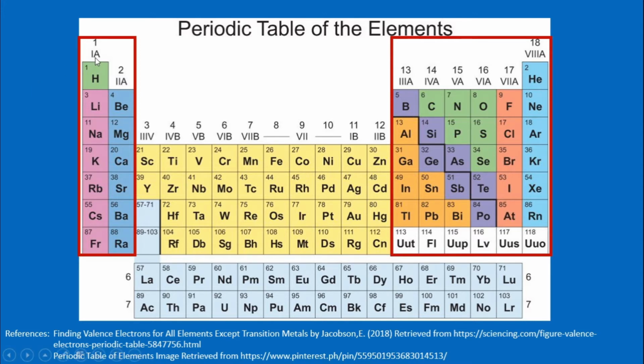By just looking at the group name or the column name, we will be able to tell how many valence electrons an element has. If it is in group 1A, it has 1 valence electron. If it is in group 2A, 2 valence electrons, and so on and so forth. Notice that carbon, silicon, and germanium belong to group 4A. As such, we can tell that they have 4 valence electrons. Nitrogen has 5 valence electrons, neon has 8 valence electrons, and sulfur has 6 valence electrons.